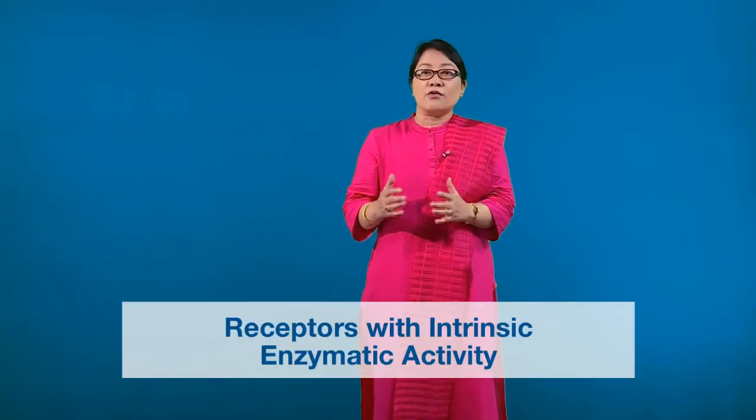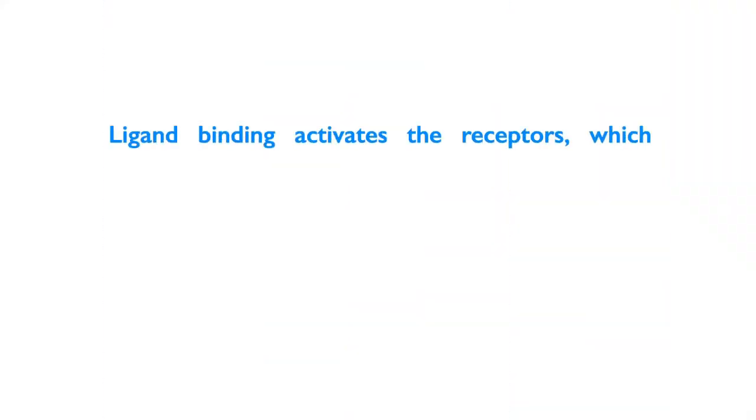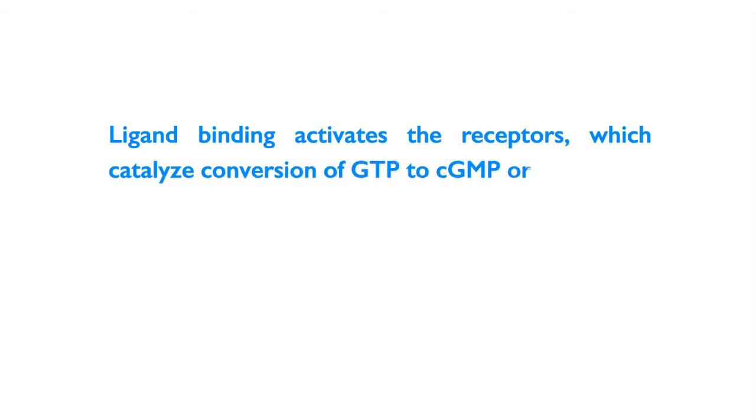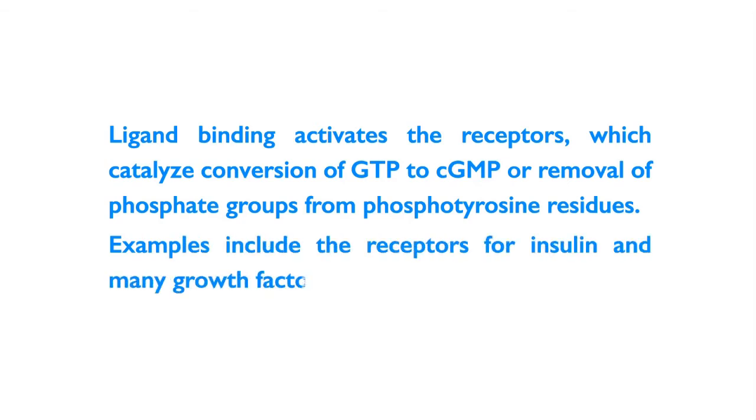The next are the receptors with intrinsic enzymatic activity. These are single-pass transmembrane receptor proteins constituted by the enzyme itself and have intrinsic catalytic activity. Ligand binding activates the receptors, which catalyze conversion of GTP to cGMP or removal of phosphate groups from phosphotyrosine residues. Examples include the receptors for insulin and many growth factors.